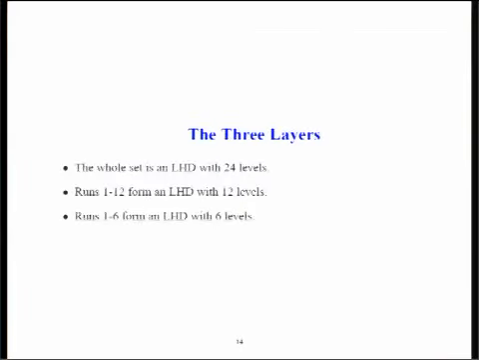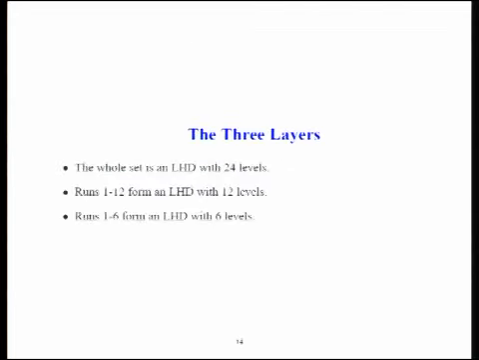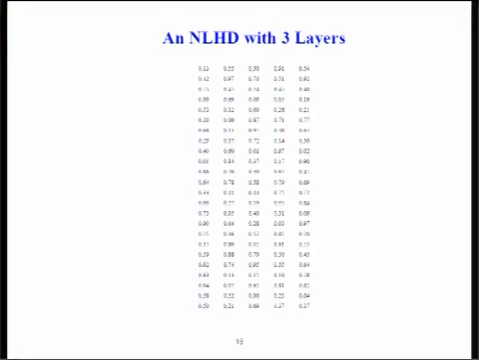The first layer basically means the whole set is a Latin hypercube, 24 levels. The second layer is the half. The first half, the points 1 to 12, is also a Latin hypercube with 12 levels. The third one is the 1/4, the first 6 points, which is a Latin hypercube with 6 points.